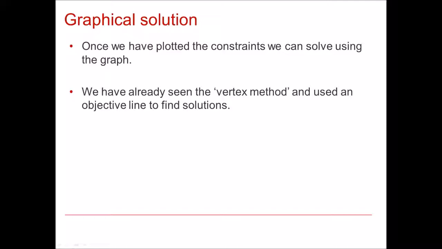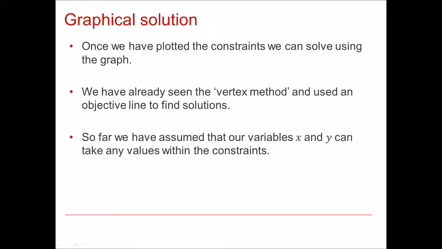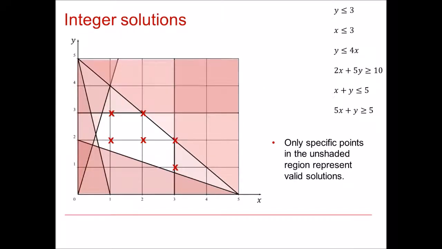Now, in those problems that we looked at, we were assuming that the variables, the x and y, could literally be any values within the constraints. In practice, however, we have integer solutions. So if we look at the example that we did in earlier videos, you can see that the white region there is the feasible region, and there are many points there that are non-integers, of course. So if we were to constrain ourselves to integer solutions, then we'd have to decide which of the crosses there gave us our optimum.